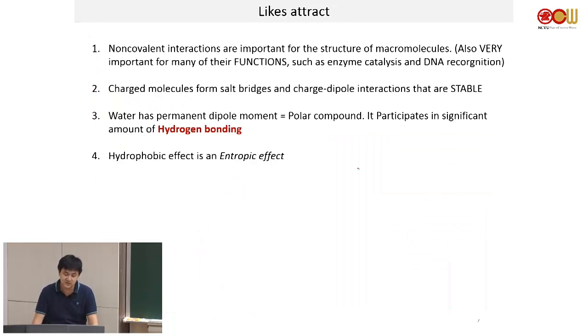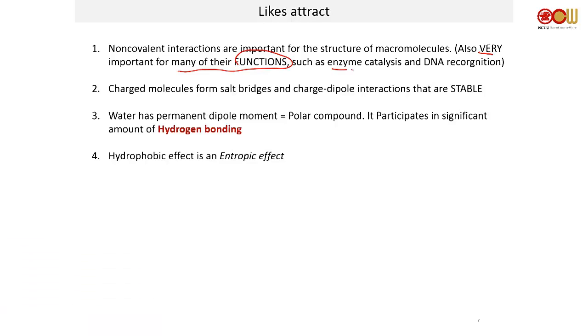All right. So here's the little conclusion for everything that I talked about on Tuesday and up to now. Non-covalent interactions are very important for the structure of macromolecules. That's very important because they determine the 3D structure, whether or not they are held together or they repel each other. Also, these things are very important for many of their functions, such as enzyme catalysis, as we saw on Tuesday, and for DNA recognition, as we saw on Tuesday.